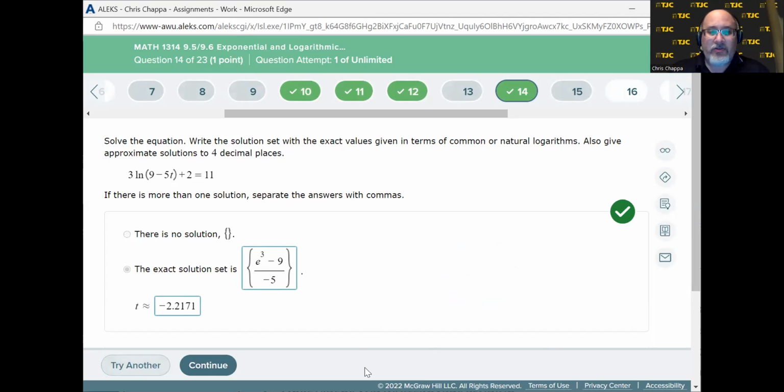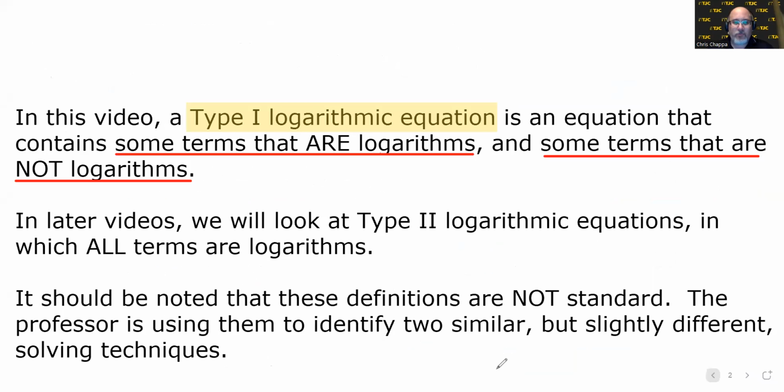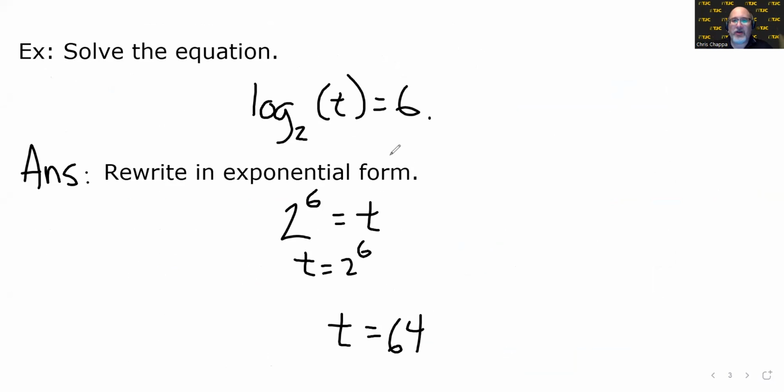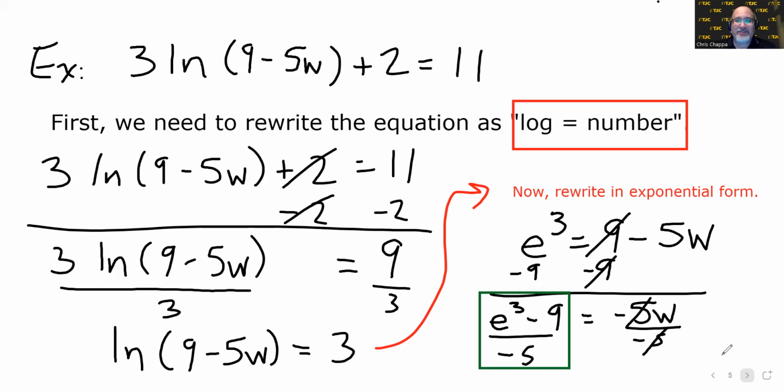Okay, so let's summarize what's happened real quick before we wrap up this video. When you're solving what I call a type 1 logarithmic equation, where some of the terms have logs and some do not, if that log is equal to a number, such as in this first example or the second example, then your move is to rewrite in exponential form. But if it's not, like in this example, then we had to first rewrite the equation as log equals a number and then rewrite in exponential form.